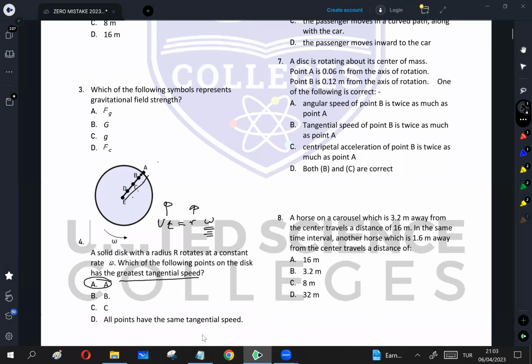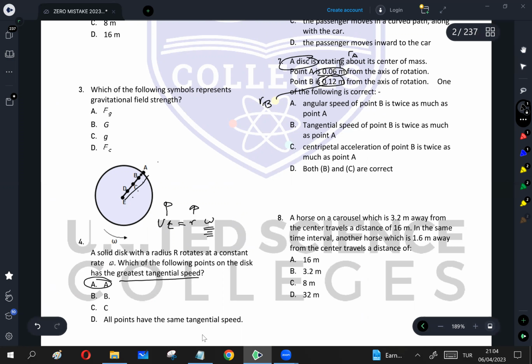A disk is rotating about its center of mass. Point A is 0.6 meter from the axis of rotation, which is the radius of the circle of point A. Point B is 0.12 meter from the axis of rotation, which is the radius of the circle of point B. Which one of the following is correct? Angular speed of point B is twice as much as A. Because this is a rigid object, angular speeds are the same for every single point. That's why this is not correct.